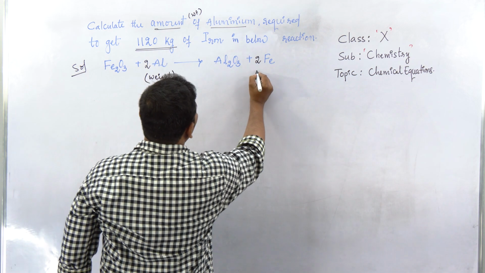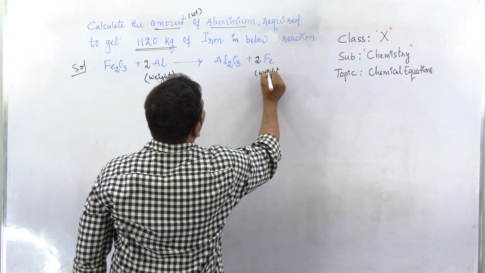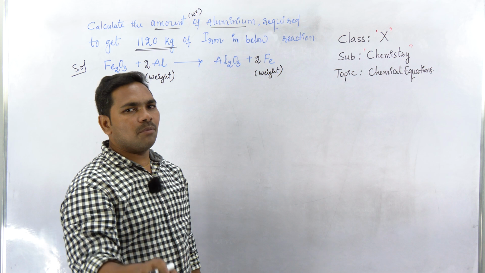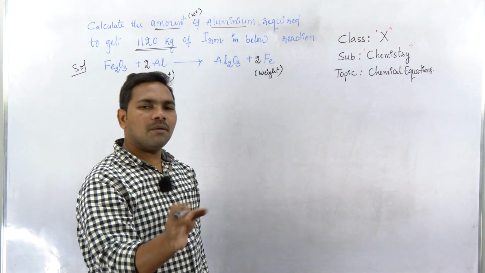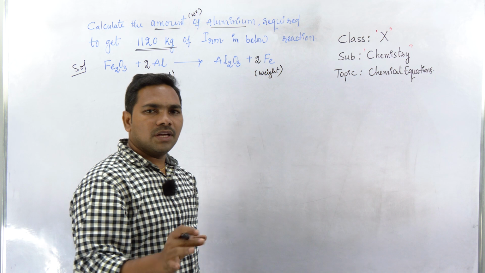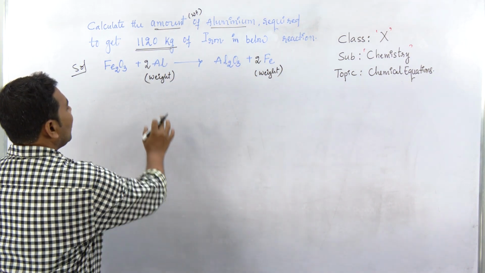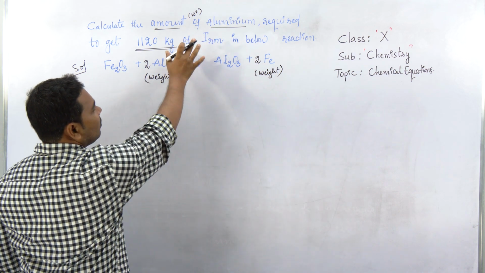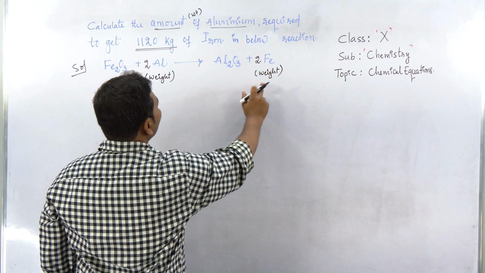So where is iron? The weight of iron is given here. So I'll write weight of iron and weight of aluminium. These two quantities are only compared. The remaining part of the chemical equation after balancing, the remaining reactants and products, can be ignored. Our focus must be only on the things involved in the question: weight of aluminium, weight of iron.